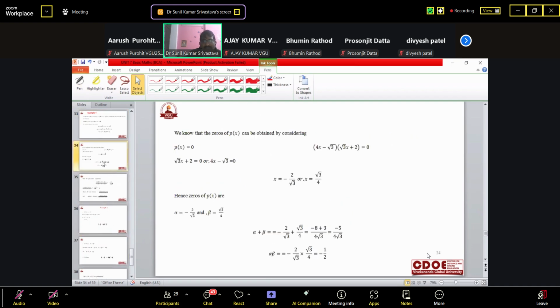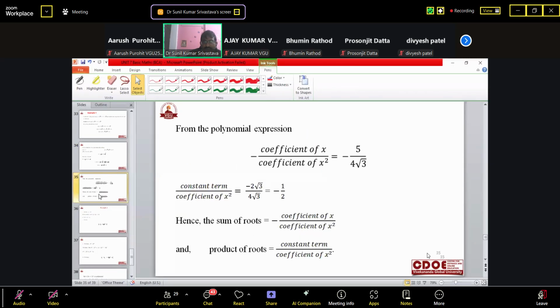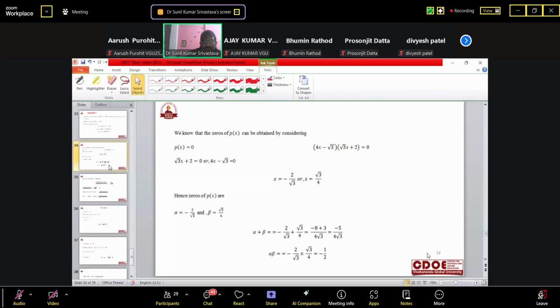We have some examples to describe our concept. Suppose we have the expression in the form 4x minus root 3 times x plus 2, and we have the two roots here. So x has the values x is equal to minus 2 by 3 and x is equal to root 3 by 4. These are the two roots.